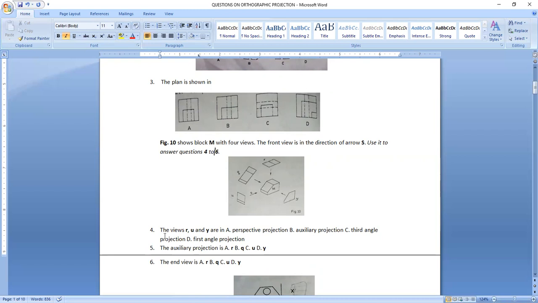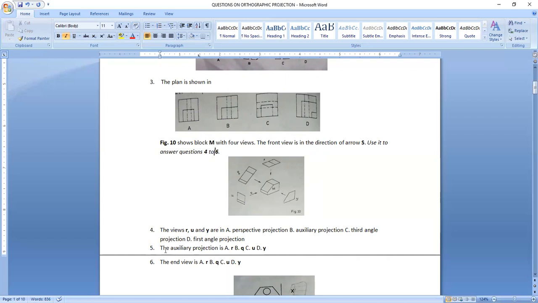So let's start with question 4, which says that the views R, U, and Y are in, so they are in third angle projection. That is option C. How do I know that they are in third angle projection? We have this is the plan. R is the plan, and to be drawn up, then followed by the front view, which is this U. Then the side view will always be beside the front view. So the end elevation will always be beside the front view. That is Y. So it is drawn in third angle projection.